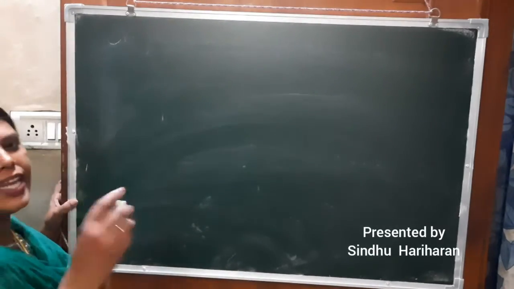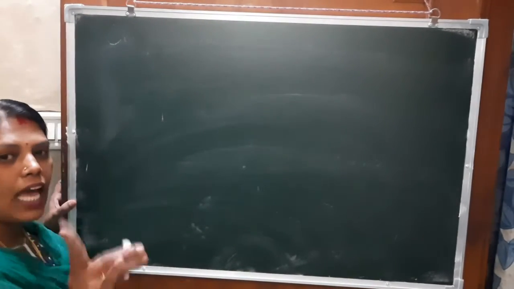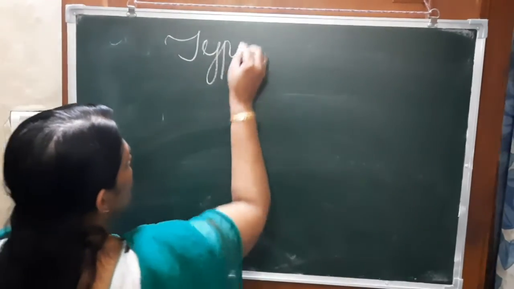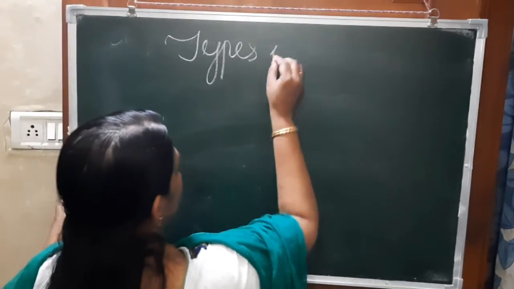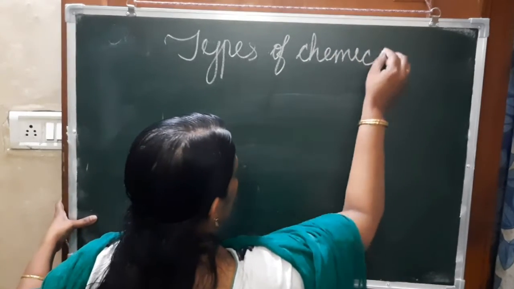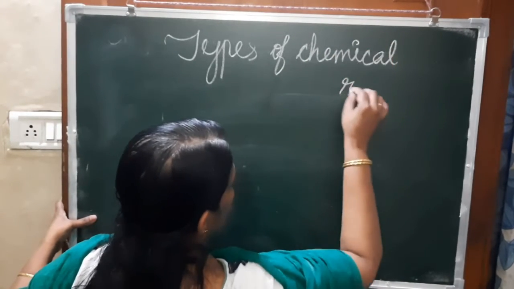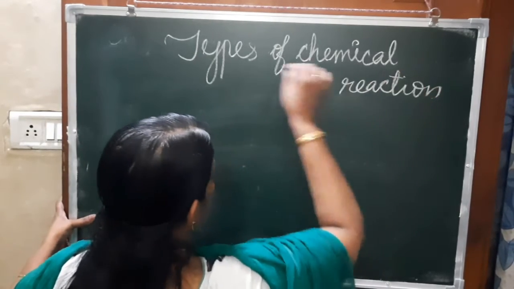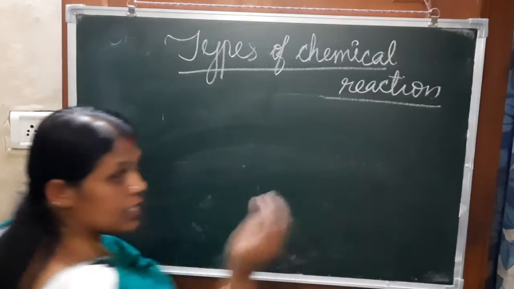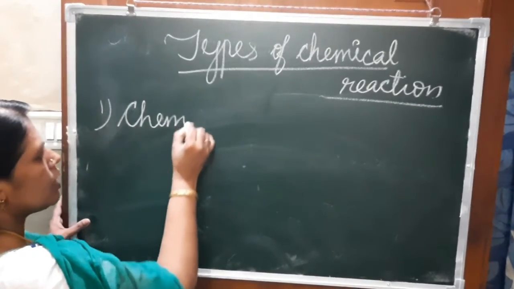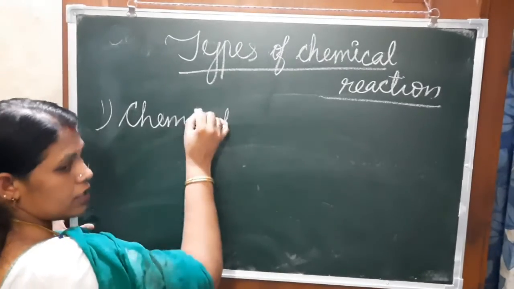Okay, children. The next topic is types of chemical reactions. There are different types. The first one is the chemical combination reaction.